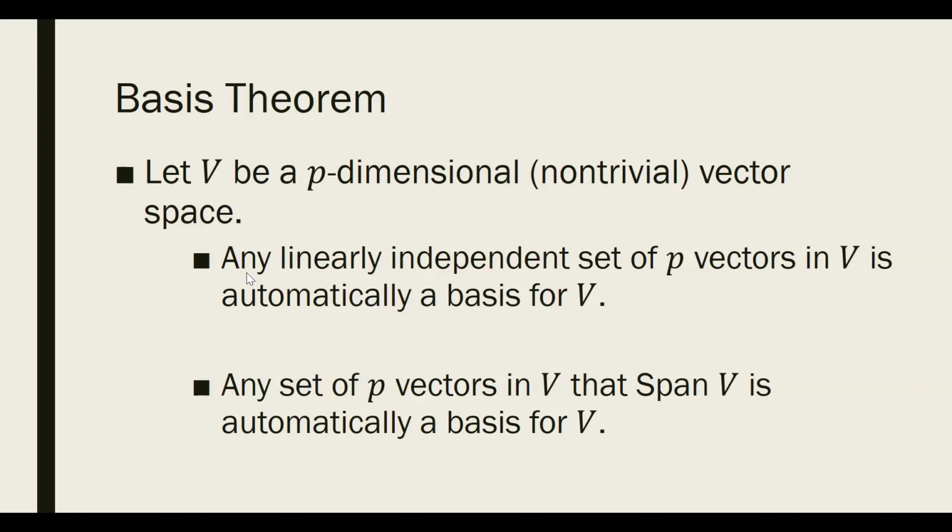It turns out if you collect any linearly independent set of p vectors, which are within the vector space itself, it automatically has to be a basis. So think about that. What we're saying is we don't need to check the span because we have linear independence, and also the right number of vectors.